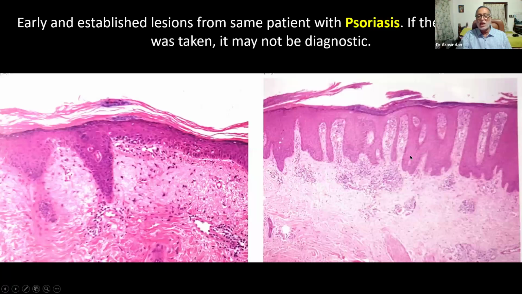In this case, on the right side you see classical psoriasis. From the same patient, another area biopsy does not really look like psoriasis, only some features are there. So the ideal site where the biopsy should be taken is extremely important.